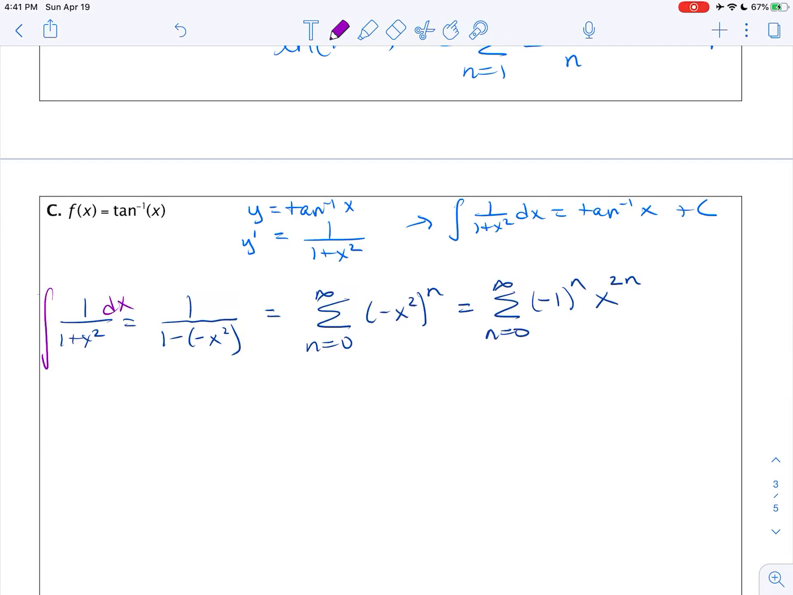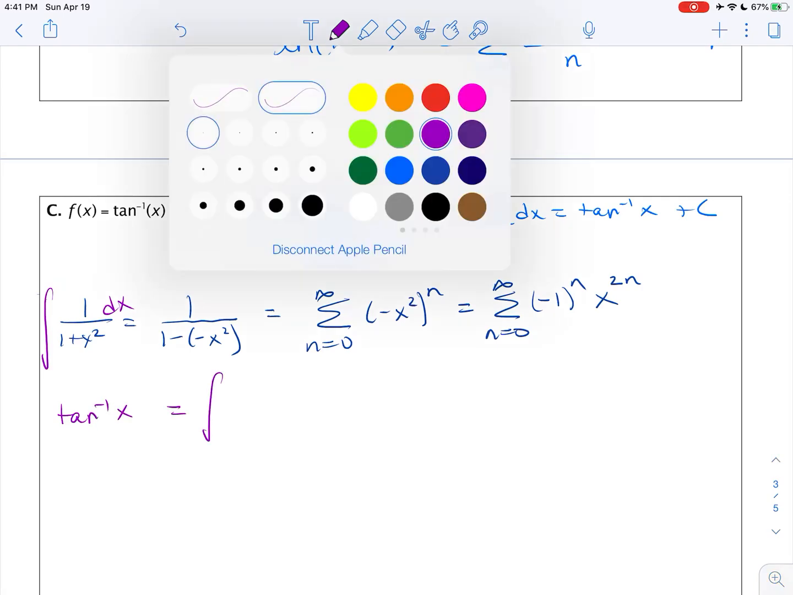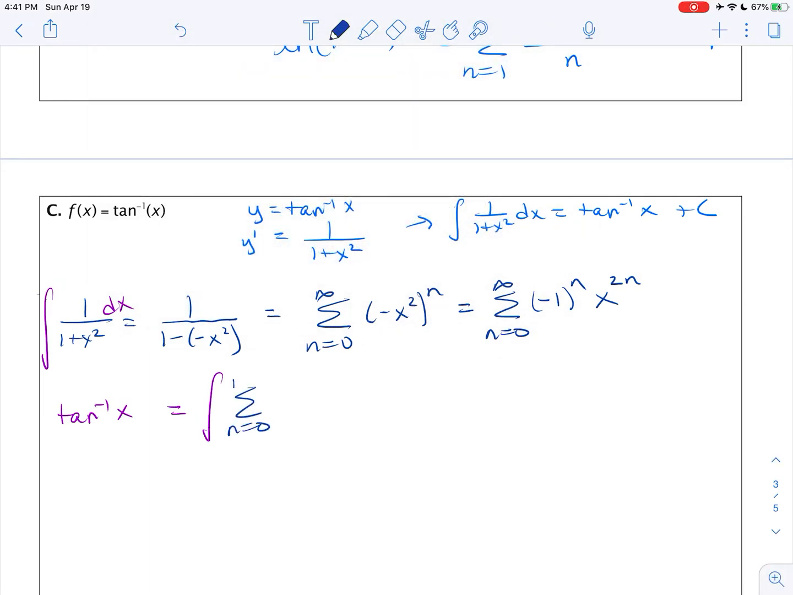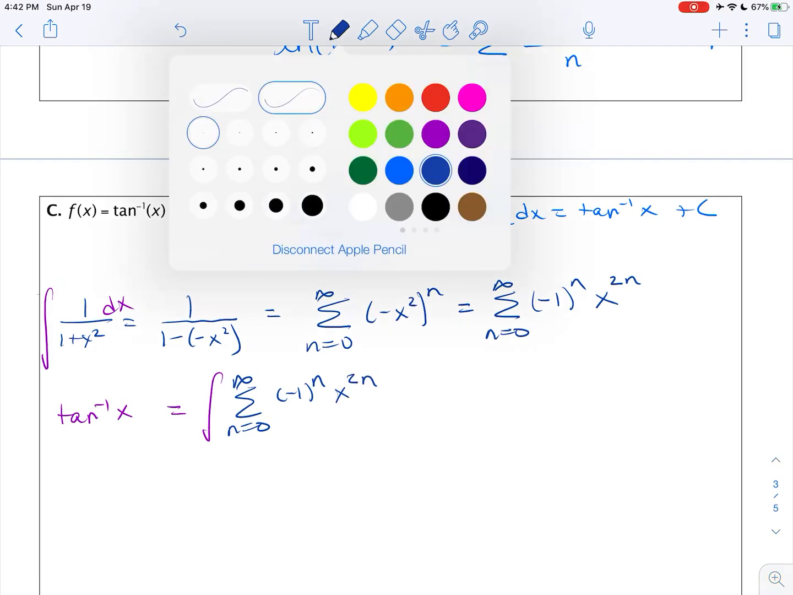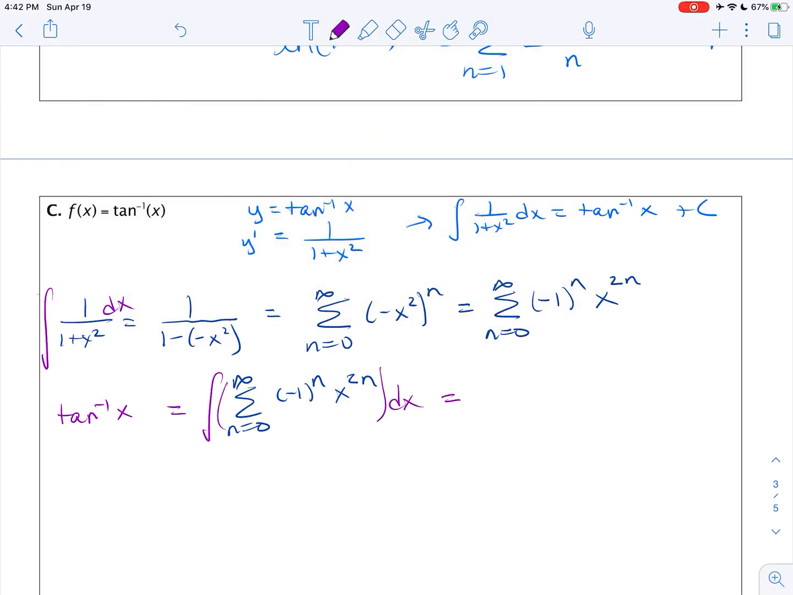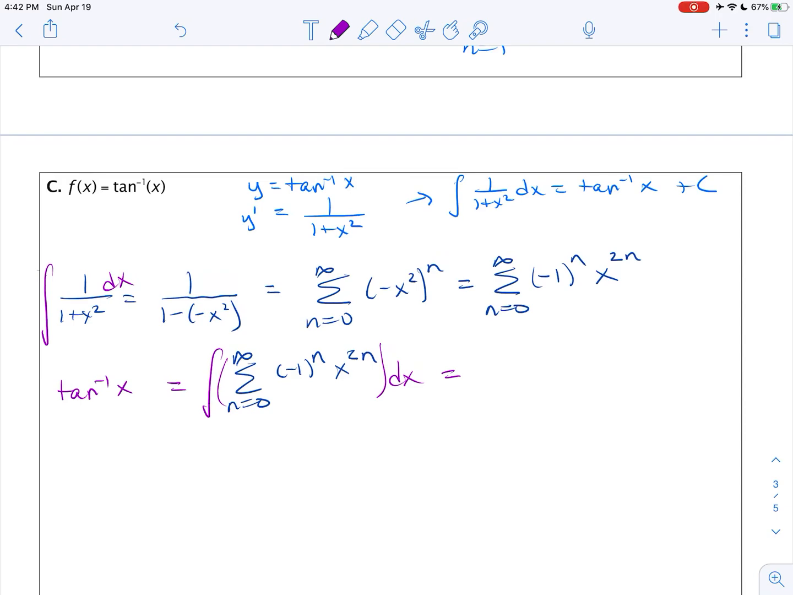And now if I go to take the integral with respect to x, then I'm going to get the inverse tangent of x, and that means I'm going to take the integral of this series n equals 0 to infinity of minus 1 to the n x to the 2n, all integrated with respect to x. And so I integrate term by term, and this is going to equal the sum of minus 1 to the n times x to the 2n plus 1, and then divided by 2n plus 1. And of course, it's an indefinite integral, so you would want to do plus c.